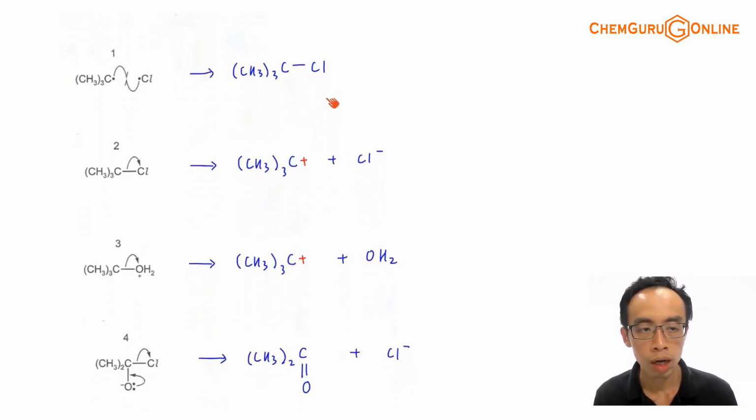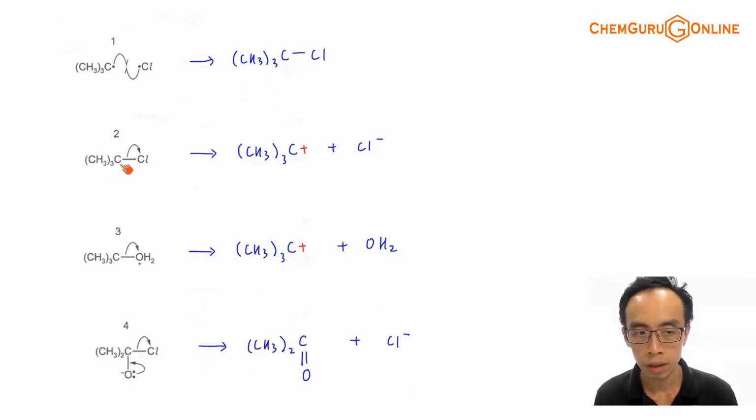Now number 2, I have a C-Cl bond. This is a full arrow. So therefore this is a heterolytic fission. You're breaking this bond unequally. 2 electrons go to this chlorine. We end up with Cl having a minus 1 charge and the carbon having a plus charge.